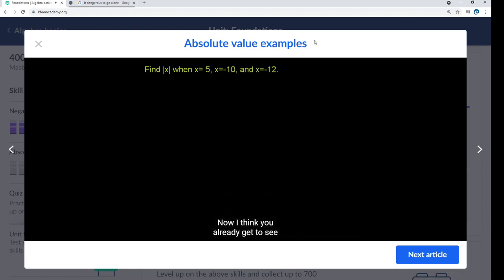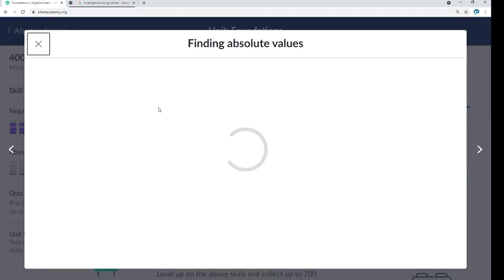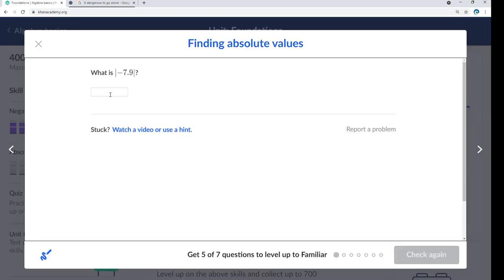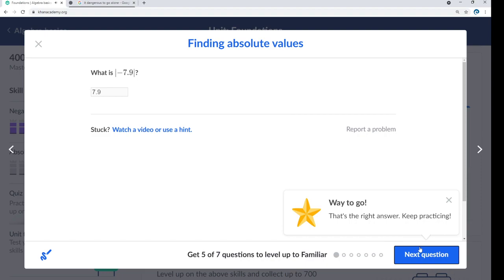Okay. Now, cool. I think I already get it. I think that was really all I needed there. Okay, so we're starting over. So what is the absolute value? So it would be 7.9. 7.9 is the. Okay.